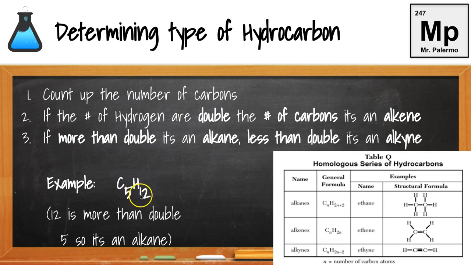Since this is more than double, that means it has to be the alkane series, because it is more than double. It's 2n plus 2. If it's less than double, it would be an alkyne series. So let's see some examples.